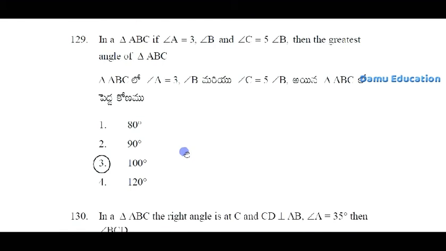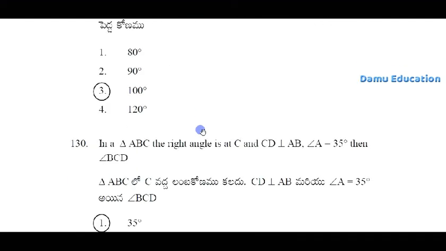In triangle ABC, if angle A is equal to 3 angle B and angle C is equal to 5 angle B, then the greatest angle of triangle ABC is 100 degrees. We can use the angle sum property for this. The angle sum property of a triangle is equal to 180 degrees. Substitute, and you will get the answer.